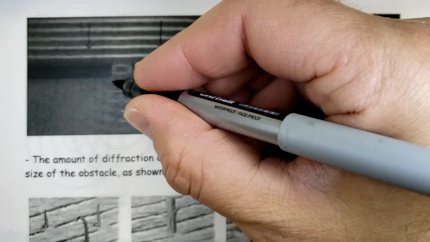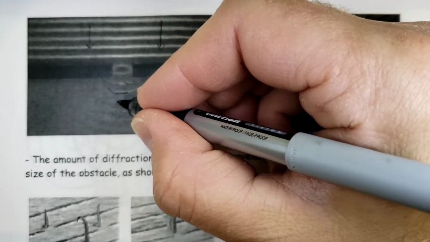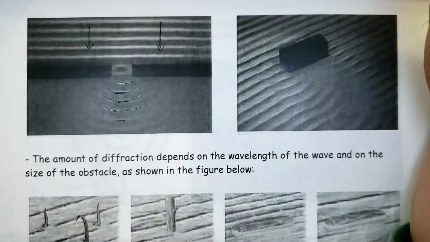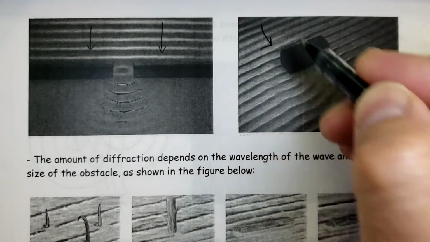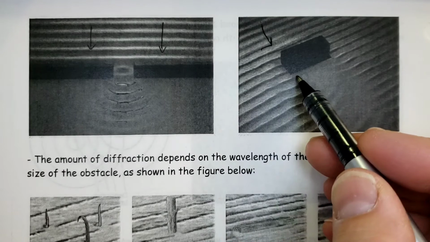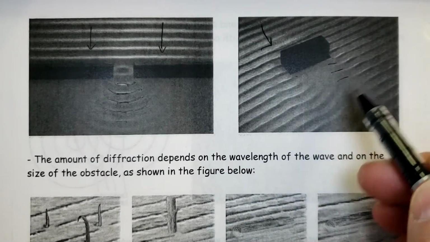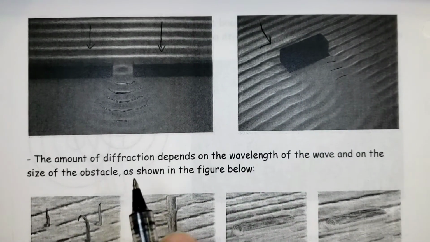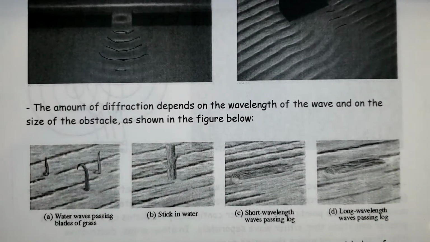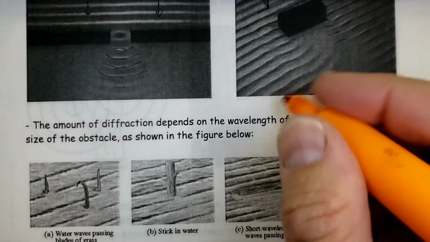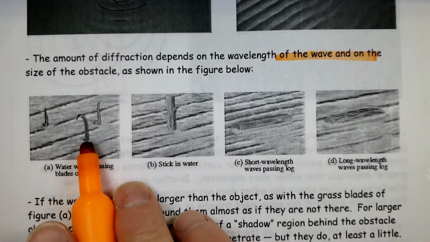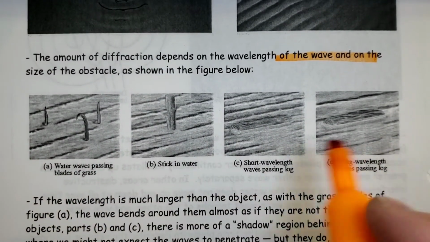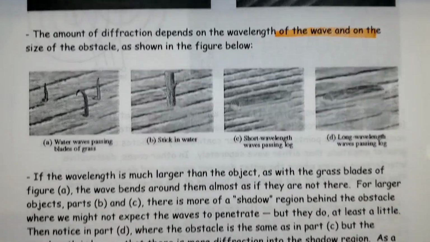There is bending around. So you can see bending around. Over here, there's an obstacle. The waves are kind of coming down at an angle. And again, you can see there's a slight bending around that corner. The amount of diffraction depends upon the wavelength of the wave and on the size of the obstacle, as shown in the figure. So we can have waterways passing through grass, a stick in the water, a log, etc.